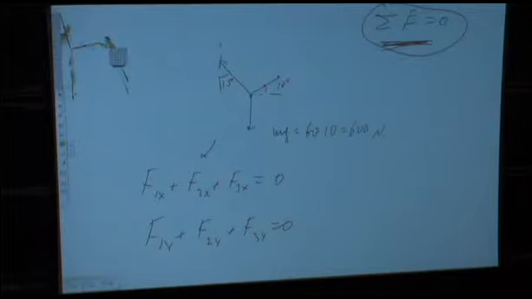We have to choose x and y axis first. And the natural choice is always pointing one axis parallel to one of the forces and another axis perpendicular to the first axis. That's it. It doesn't have to be horizontal and vertical. When we talk about forces, we choose the axis to make at least some of these components equal to 0. So if we choose at least one axis parallel to at least one force, at least one component will be equal to 0.